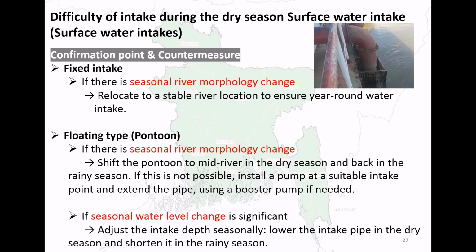Additionally, if river water levels significantly increase in the rainy season, the intake pipes need to be lowered in the dry season and shortened in the wet season to get better efficiency of the pump.